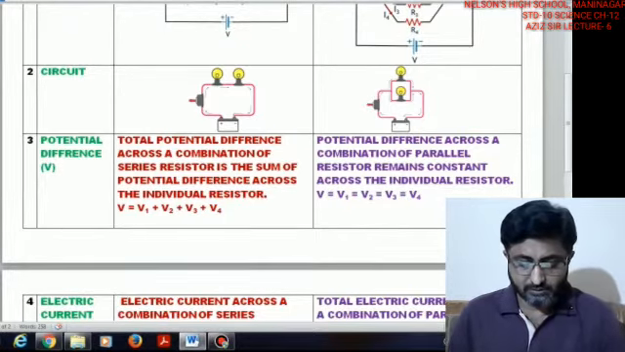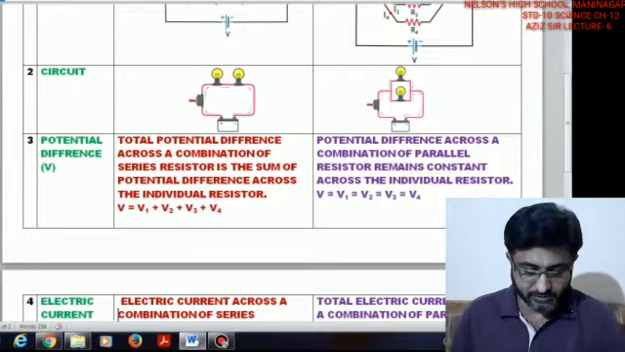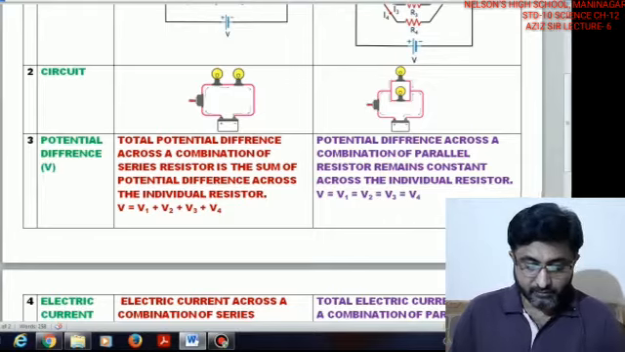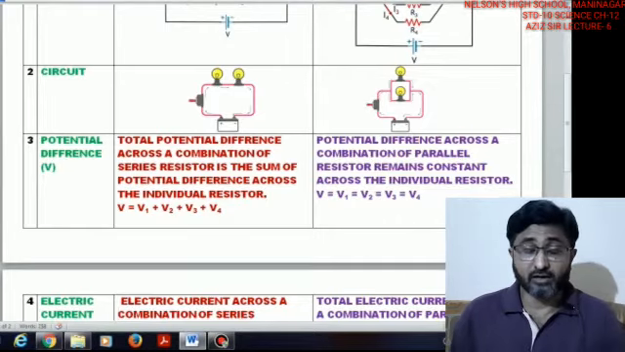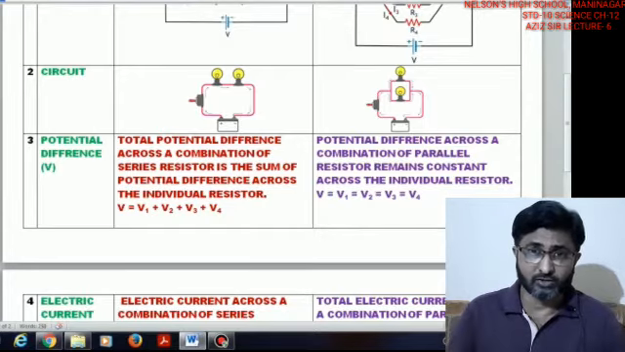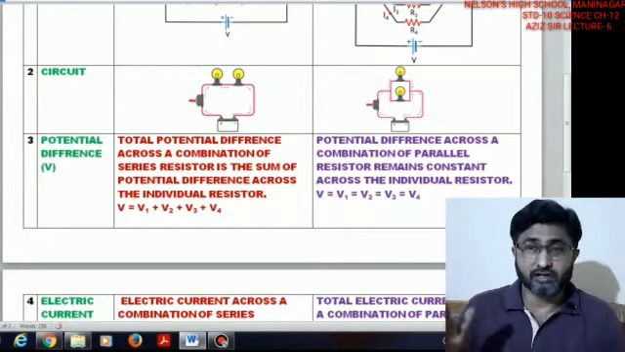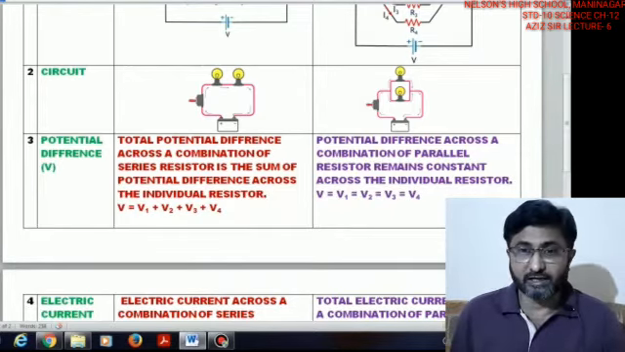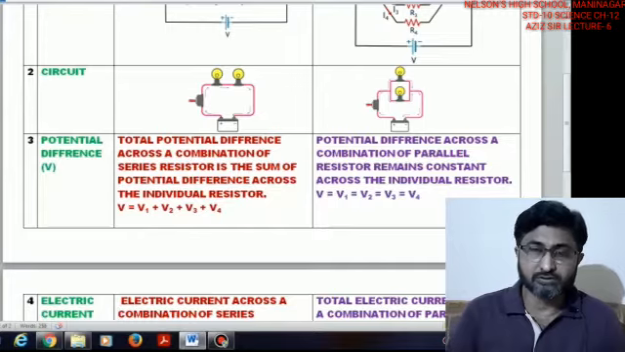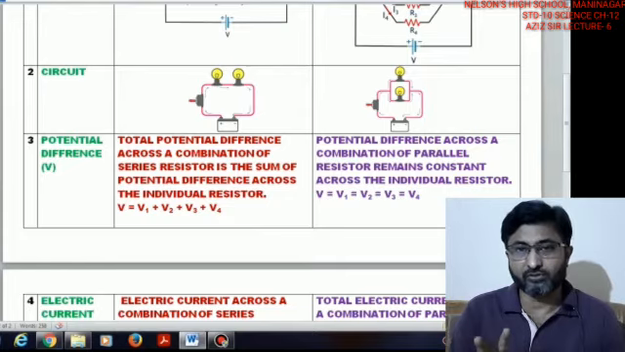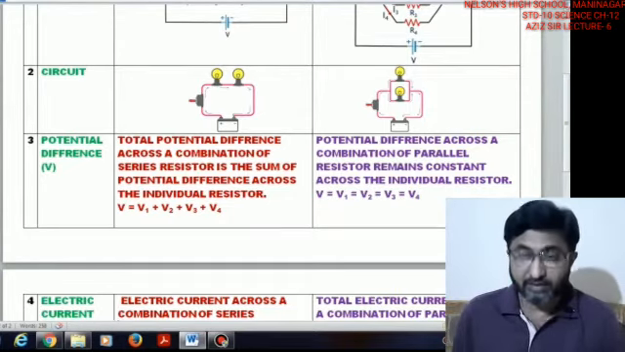Now in potential difference, the potential difference across the combination of series resistors is the sum of the potential differences. Why? Because every individual resistor, R1, R2, R3 and R4, has a different potential difference. That is, the potential difference is going to get dropped. For example, if we have 220 volts and you connect two bulbs in series, each of them is going to divide by 2 as 110 volts, if they are equal bulbs.